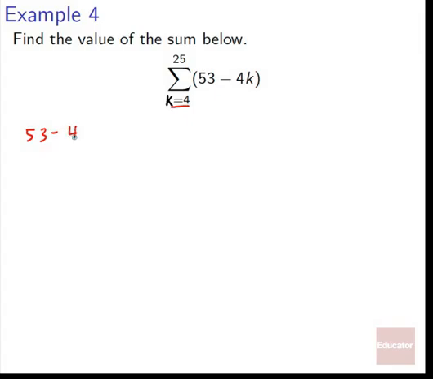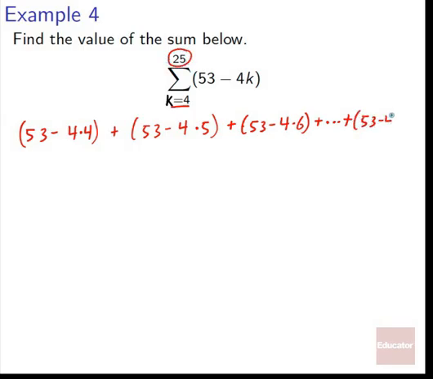53 minus 4 times 4 is our first one, plus 53 minus 4 times 5, our next step up, right? Our index goes up by 1, plus 53 minus 4 times 6. Our index goes up one again, and it keeps doing this until we get to our last upper limit for our sum. So 53 minus 4 times 25.